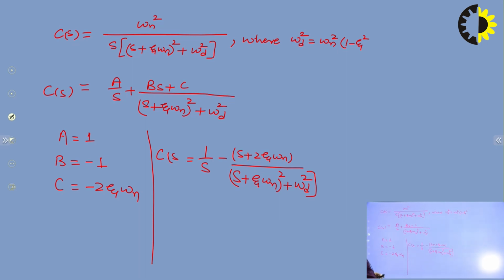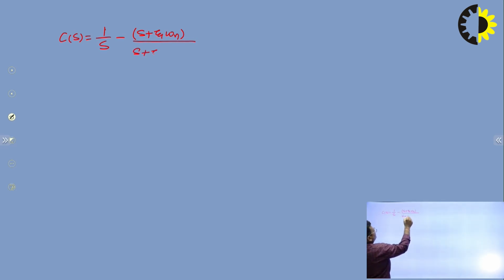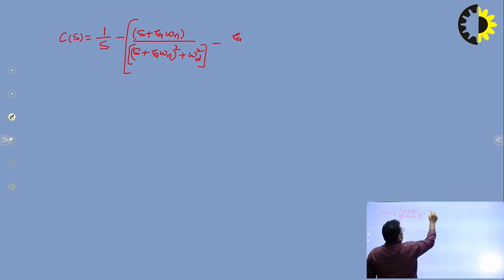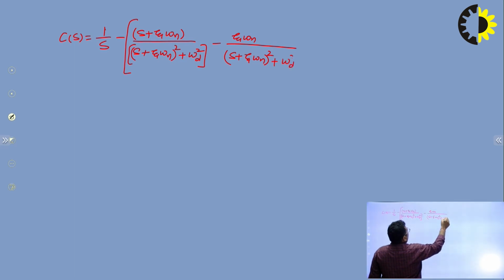We will further simplify it. So we can write C(s) is equal to 1 upon s minus (s plus zeta omega n) divided by (s plus zeta omega n) whole square plus omega d square. One term will be this, and the second term will be minus zeta omega n divided by (s plus zeta omega n) whole square plus omega d square.